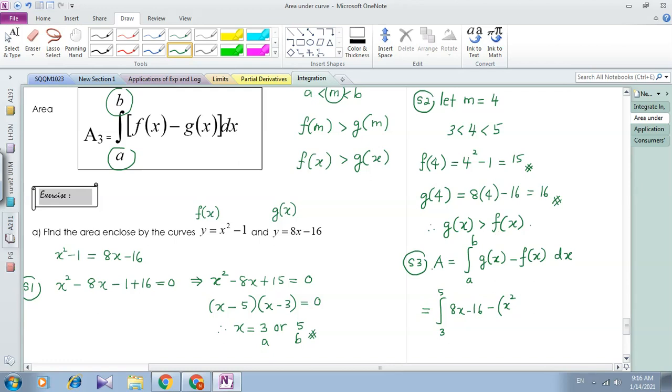This is an important fact, because when we are trying to find the area, we must write the greater function, the bigger function, to subtract the smaller function.